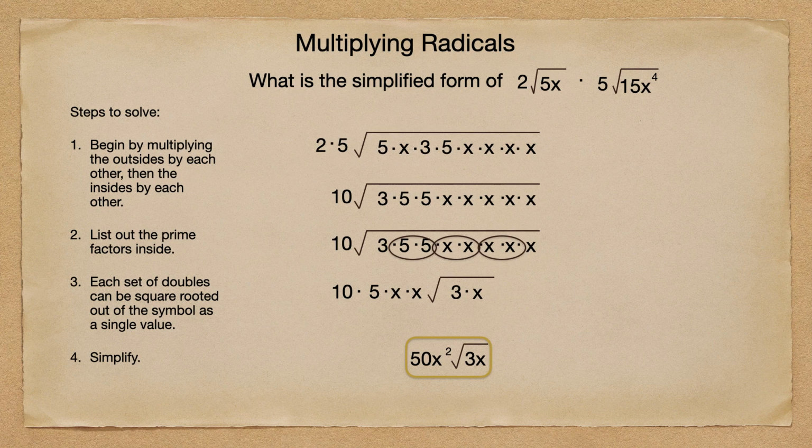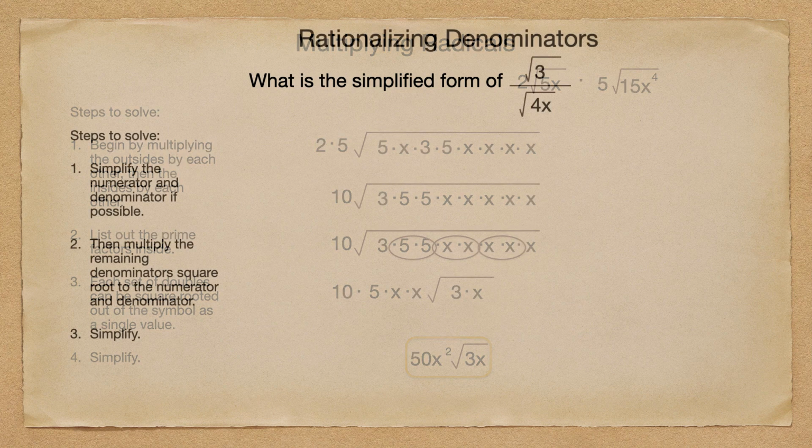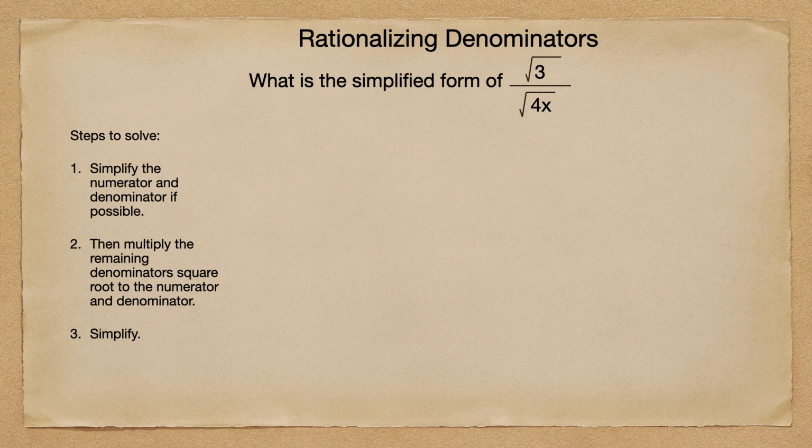Next, let's take a look at rationalizing denominators. Here we have the square root of 3 over the square root of 4x. So we're going to want to simplify the numerator and denominator if possible. Since these are already in simplest form, we are now going to multiply the remaining denominator square root to the numerator and denominator, which means we're going to take that square root of 4x and we're going to multiply it by the top and the bottom.